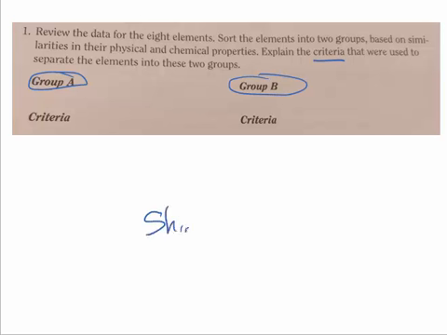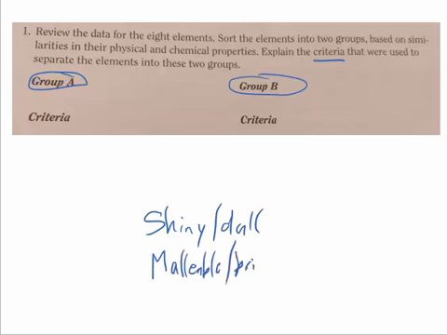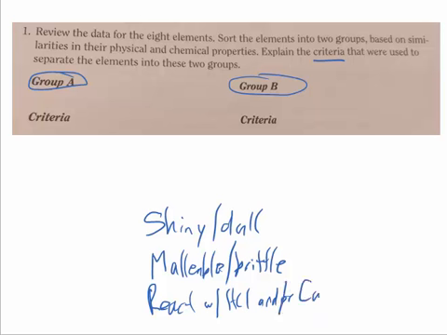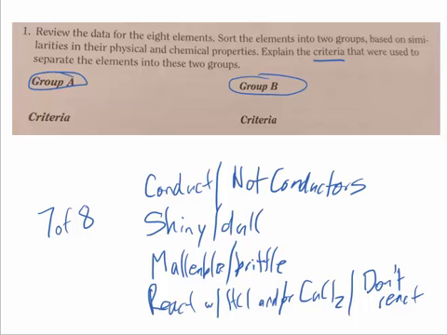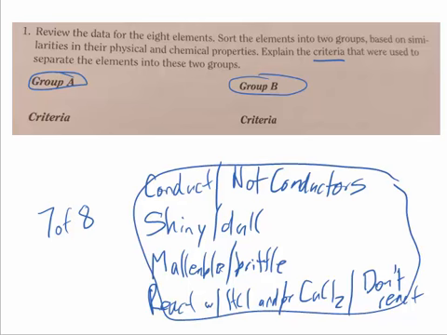Now remember, some of them were shiny, some of them were dull, some of them were malleable, and some of them were brittle. Some of them react with HCl and or CuCl2, and some of them don't react. And some of them conduct electricity, and some of them are not conductors. So the whole idea is that 7 of the 8 elements can be put into nice, discrete categories that fit together. So your idea is that you're sorting these 4 sets of chemical and physical properties into either criteria for that group or criteria for this group.